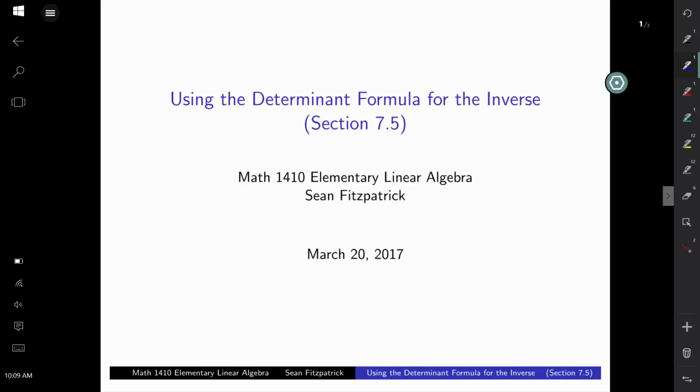Okay, this will be a short video just trying to discuss when and where you might use this adjugate formula for the inverse, this formula for the inverse of a matrix in terms of determinants. We know that the adjugate matrix is a matrix of cofactors. Each cofactor is a determinant.